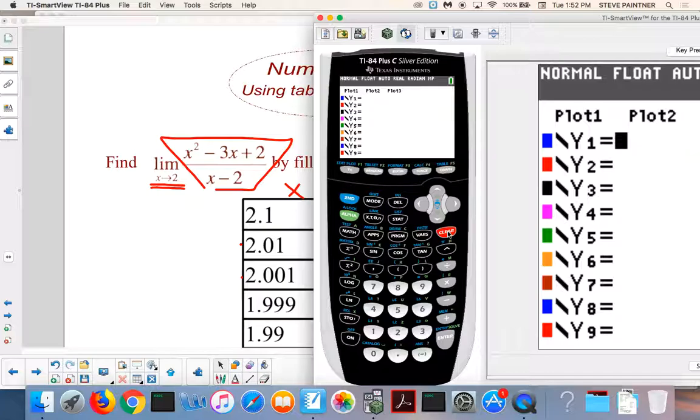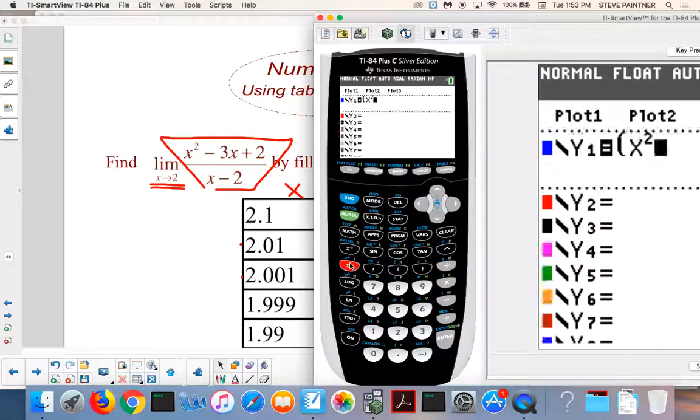What did you guys do on the top? Did you use parentheses right away? Yeah. Okay, because you have to. Because you have to tell it, take the whole top, and then what? Divide by the whole bottom, right? X minus 2.